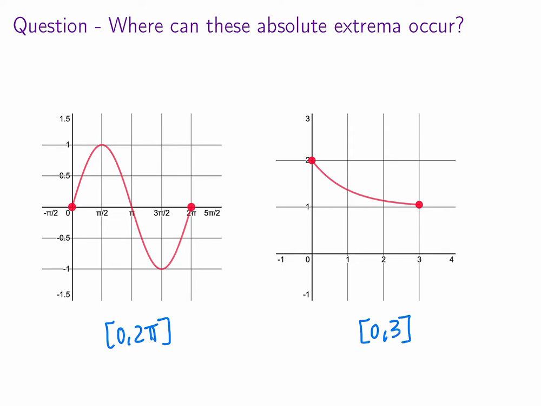Now, where can these absolute extrema occur? Well, if I'm looking at this left one, I see an absolute max right here. And I see an absolute min down here at 3 pi over 2, negative 1. And notice both of these are on the interior of the interval.